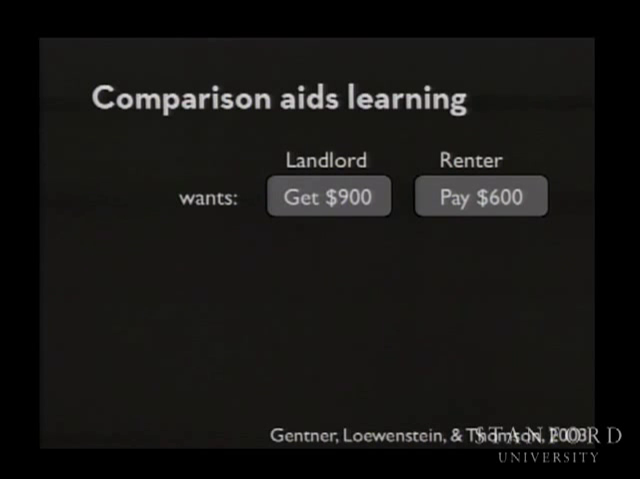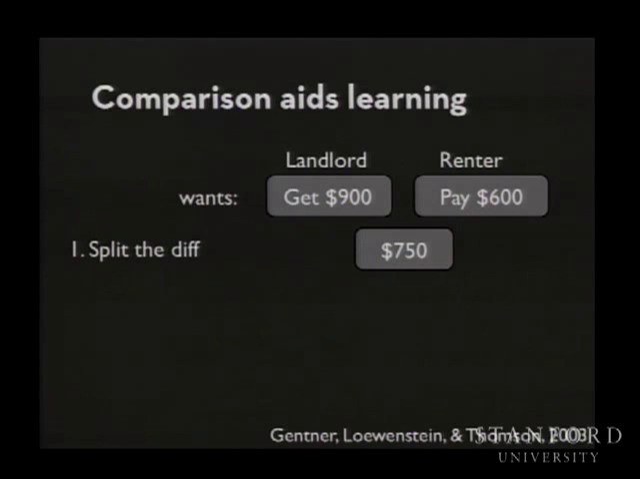She and her collaborators ran a series of experiments using negotiation problems. So participants would try to offer a solution to one of these negotiation situations, for example, a landlord and a renter. The landlord wants to get $900 for rent. The renter wants to pay $600. Well, the simple, naive solution would be to simply split the difference, $750, right?